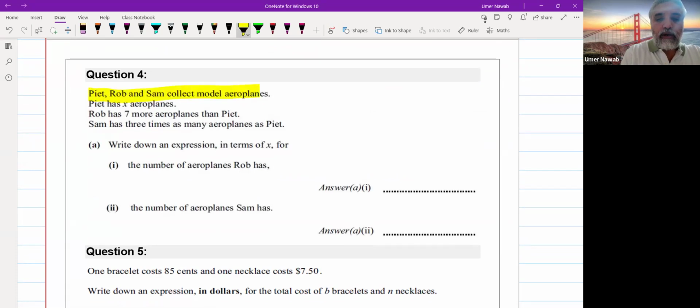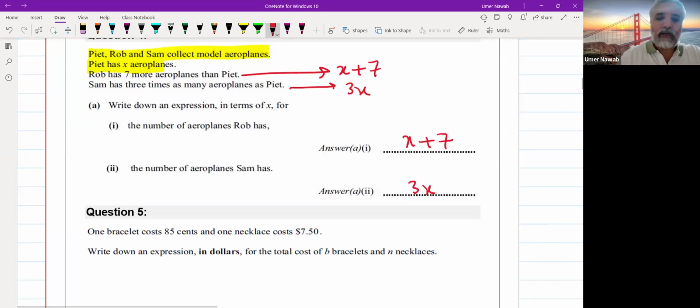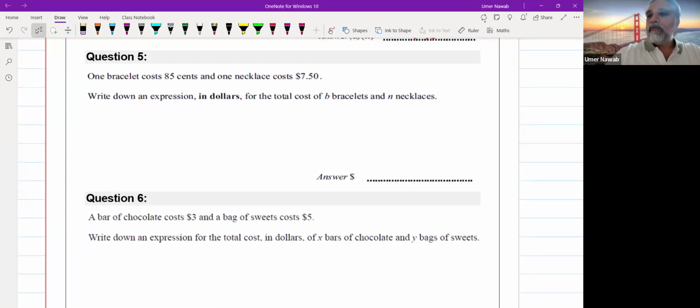Three friends collect model aeroplanes. Piet has X aeroplanes. Rob has 7 more. So if it is 7 more, guys, I'm going to write X plus 7 or 7 plus X. Both are fine. Sam has 3 times as many as Piet, so 3X. So I'm going to copy the answers, X plus 7 and 3X. That's fine. The rest of the questions are the same.